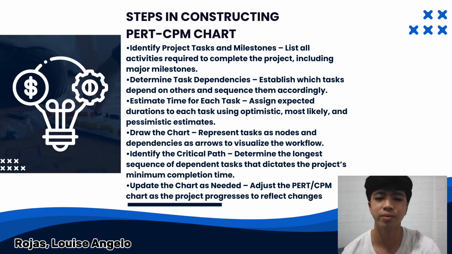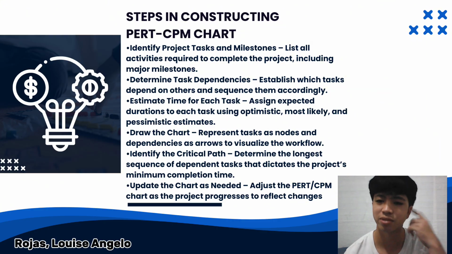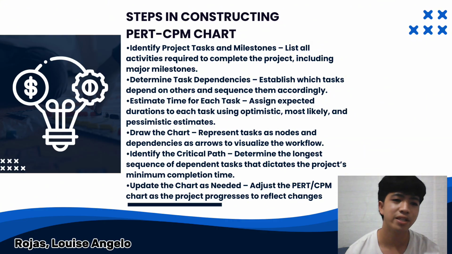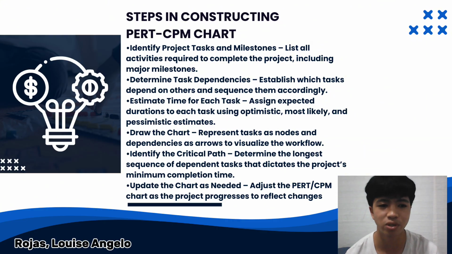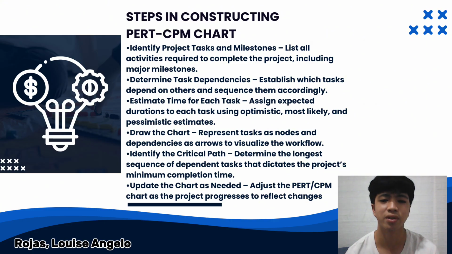Good day, everyone. My report is to introduce you to the steps in constructing a PERT and CPM chart. There are 6 steps in constructing a PERT CPM diagram or chart, and these are: listing of activities, determine dependencies, estimate time durations, draw the network diagram, identify the critical path, and lastly, update and monitor the progress.